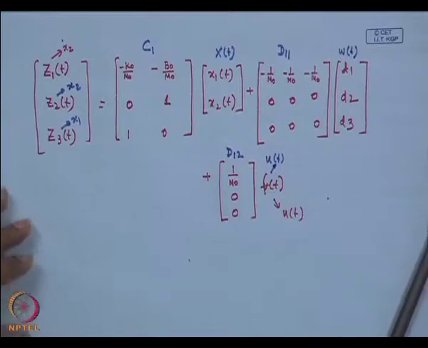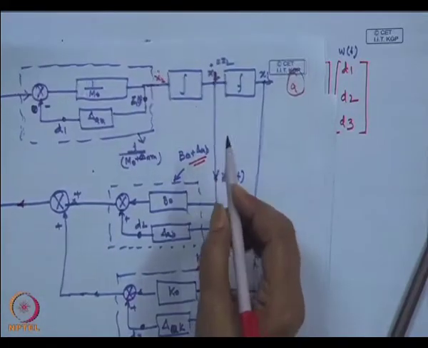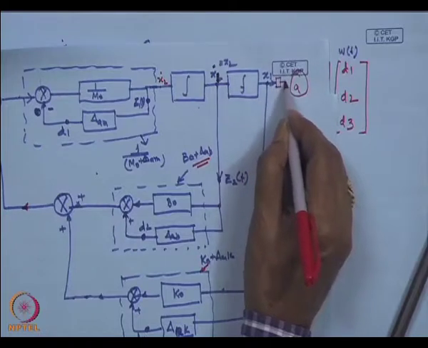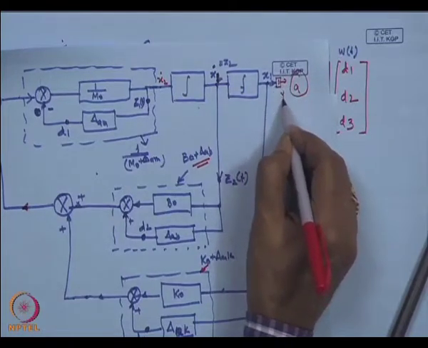Then another equation we can write is the output equation. What is our output? If we consider the output of our system is x 1, this is our output, let us call this multiplied by 1 is our output.